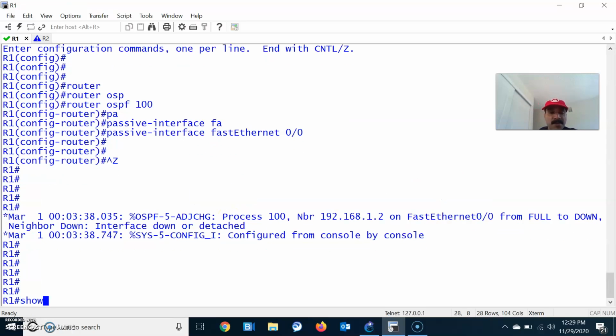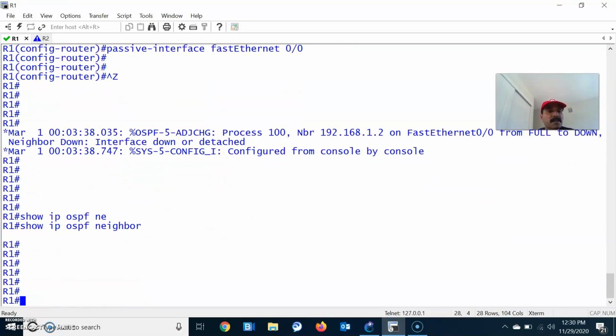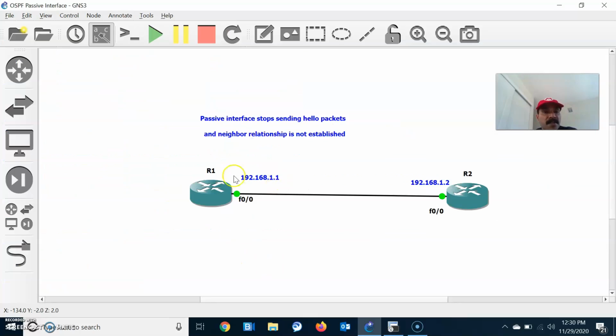So let us check the neighbor relationship. Show IP OSPF neighbor. So now it is not established because of the passive interface I configured on the FastEthernet 0/0. So it is you stop sending the hello packet and it will break the neighbor relationship between R1 and R2.